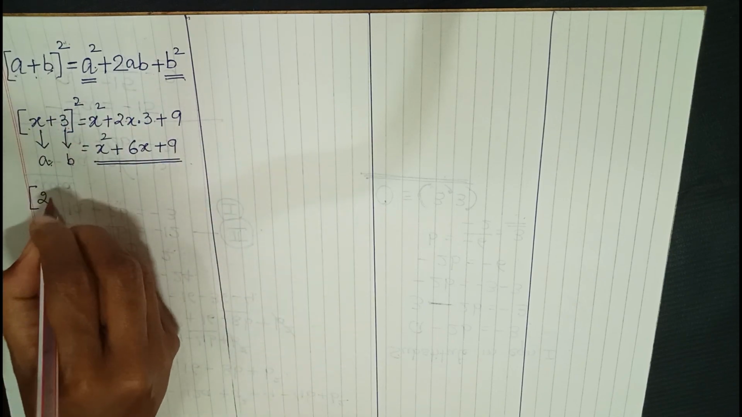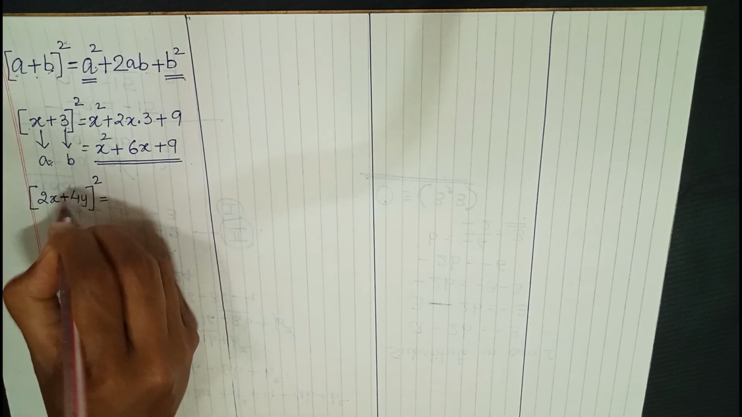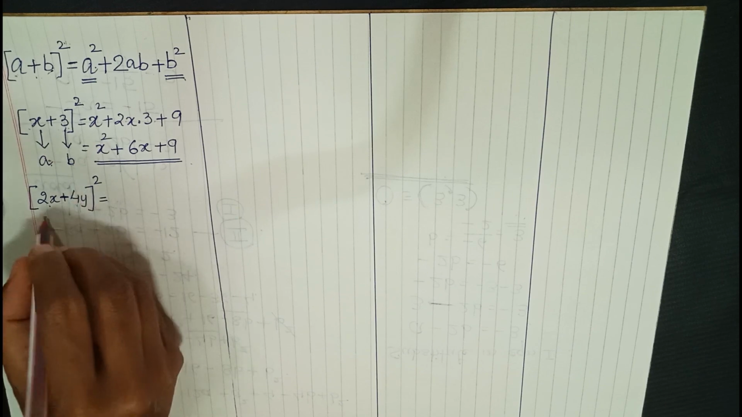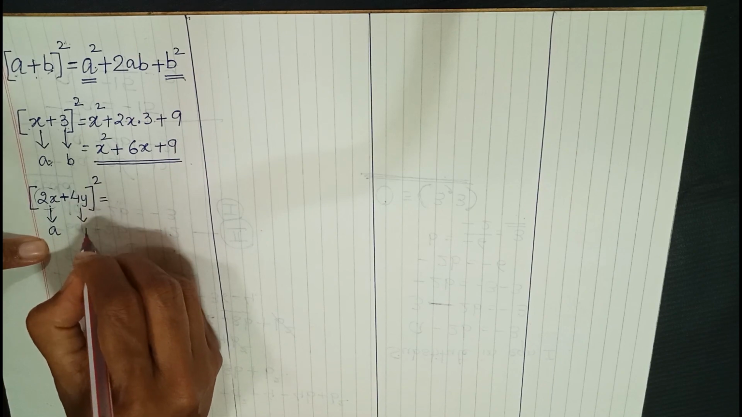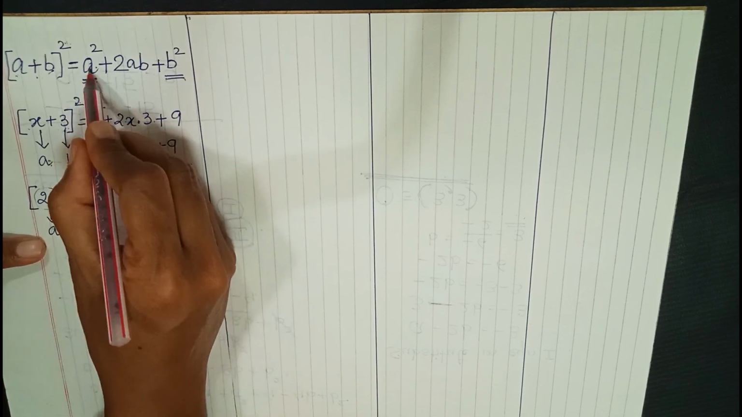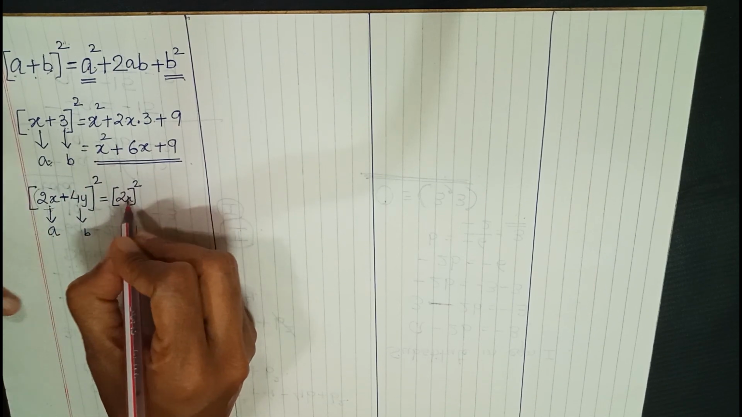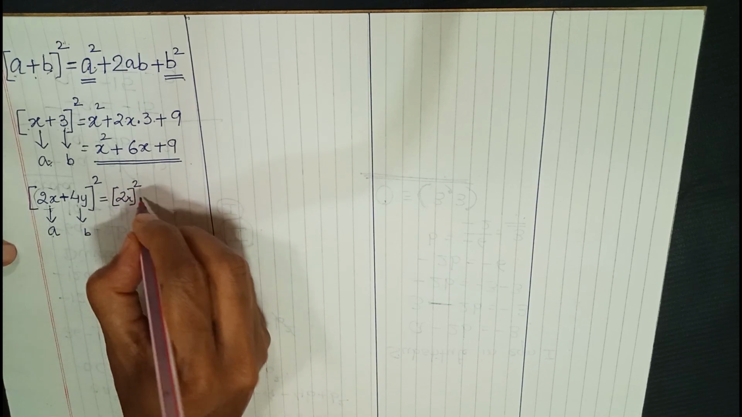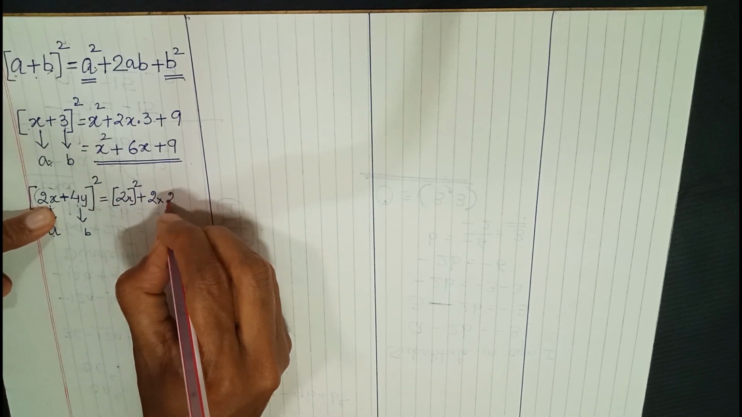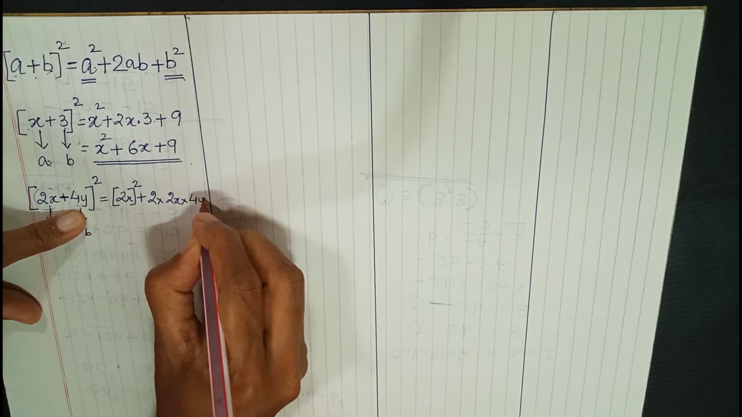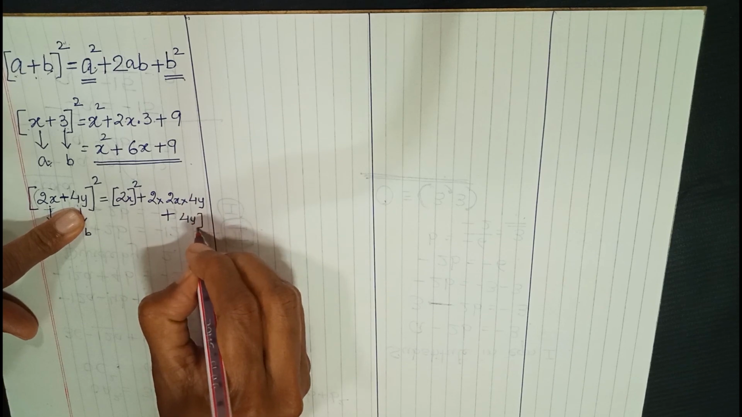Let's take one more example. Let us say (2x minus 4y) the whole square. Sorry, we'll use the plus first. Okay, so this is also (a plus b) the whole square, with 2x plus 4y. Now for me in this equation, a is the complete 2x and b is the complete 4y. So my first term is a square, which is (2x) the whole square. The square is not only for x but it will also be for 2. Next term is 2ab. So we start from here: 2 multiplied by a, a is 2x, multiplied by b, b is 4y, plus the last term is b square, that is (4y) the whole square.